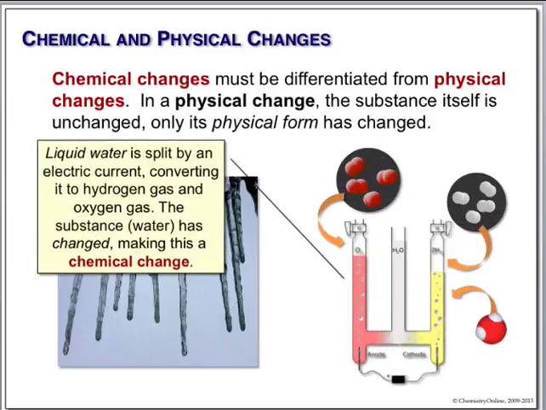If, however, we took water and put it in an apparatus like this and passed electric current through it, it turns out that the electric current can split water. Water is made up of hydrogen and oxygen. When we run electric current through it, oxygen collects on one side, hydrogen collects on the other. We have made two new substances out of one. This is a chemical change.